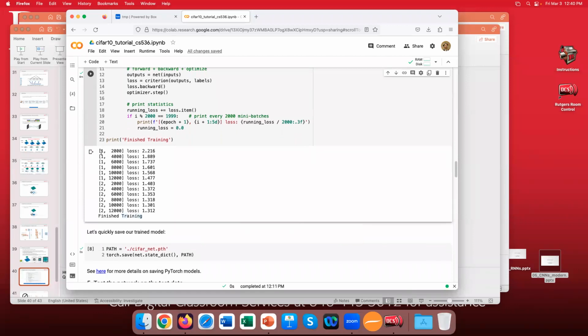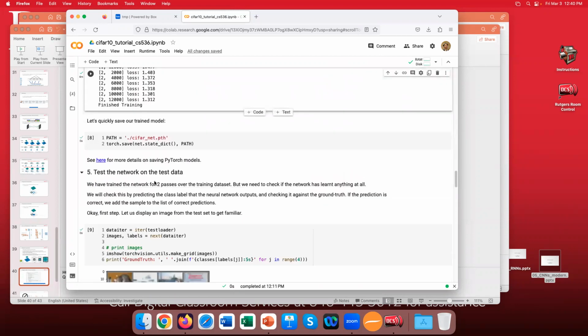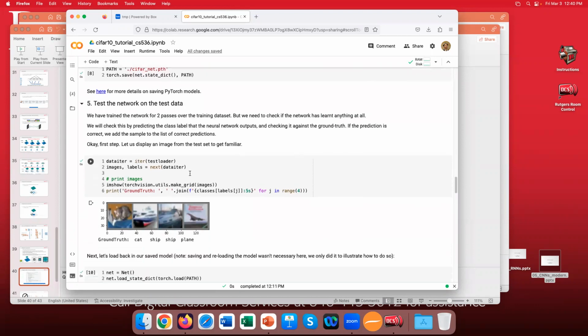So this is epoch 1, 2000 iterations. At 2000 iterations, the loss is 2.2, and at epoch 1, 4000 iterations, the loss gets smaller and smaller, right? And after you finish the 2 epochs, your loss decreased to 1.3, which is good. Okay, so after doing this, we can try to see what happens.